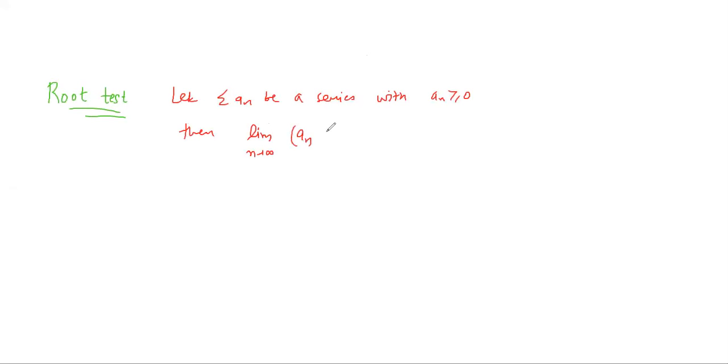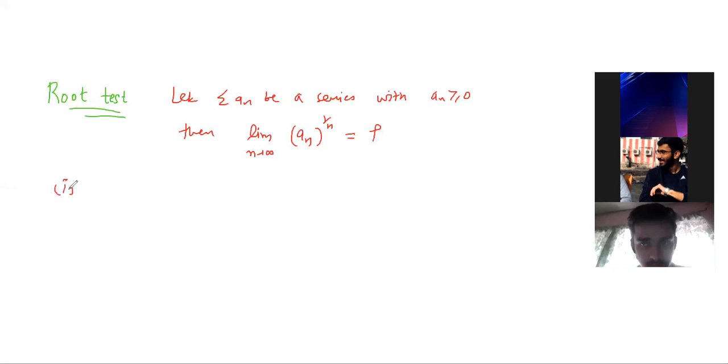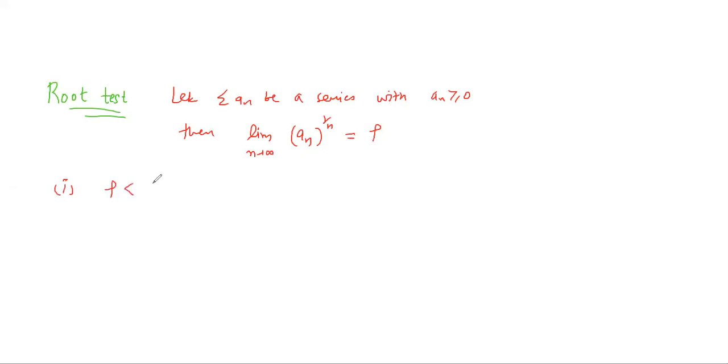So I'll repeat the statement of the nth root test for you. This is a test which is applicable to series of non-negative terms. Let summation an be a series with non-negative terms. Then we have to evaluate the limit as n tends to infinity of an raised to power 1 by n. So we take the nth root and get the value of the limit. Then by looking at the value of the limit, we decide whether the series is convergent or divergent.